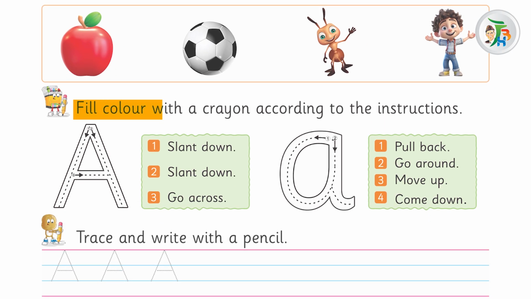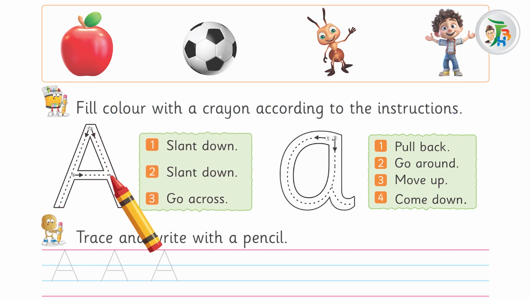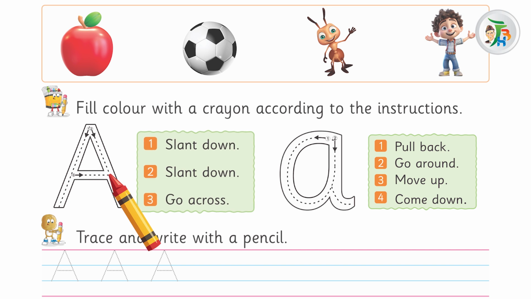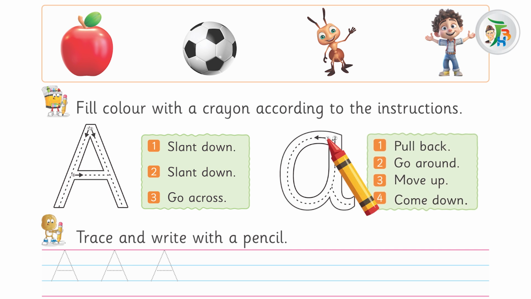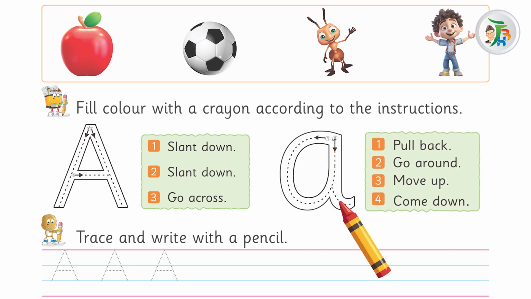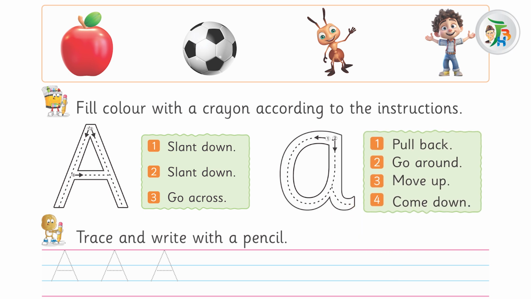Next is fill color with a crayon according to the instruction. Now in front of you is the formation of letter A. Now you have to write it with a crayon. What is its formation? Slant down, go across. This is how we write the capital letter A. And for the small letter A, hold the crayon, pull back, go round, move up, come down. This is how we write the small letter A.